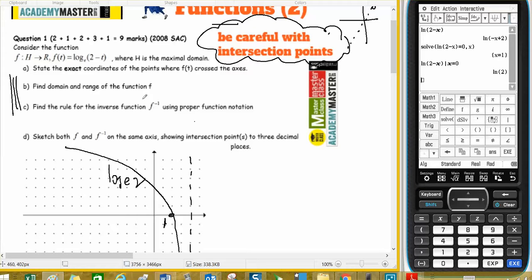Find the domain and range of the function. Well, the domain will be negative infinity up to 2 not inclusive, and the range will be all real numbers. Find the inverse function using function notation.